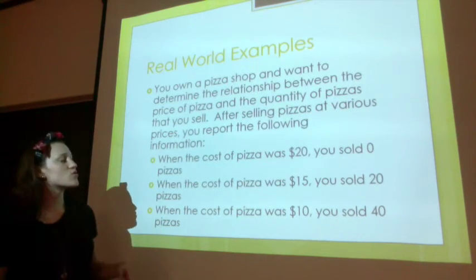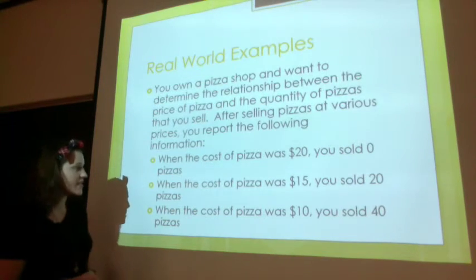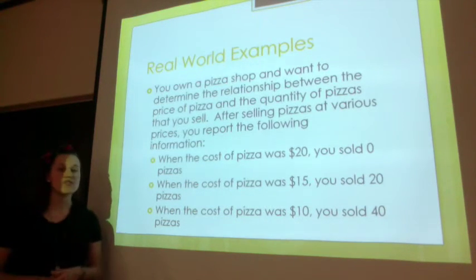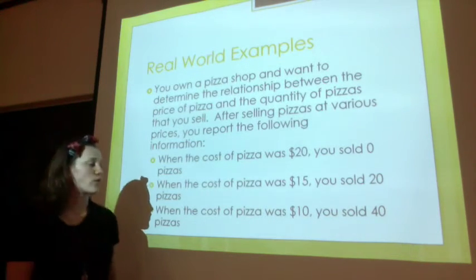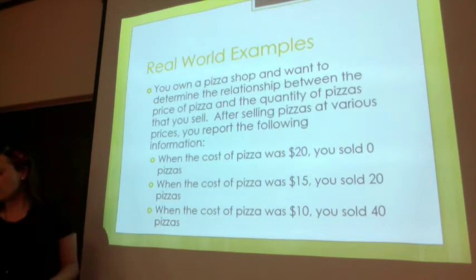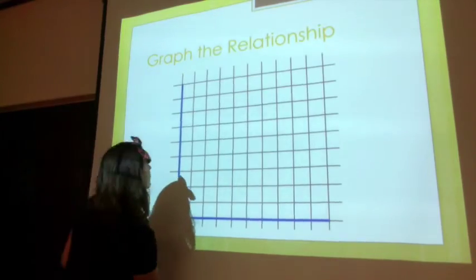When the cost of pizza is $20, you sell 0 pizzas. When the cost of pizza is $15, you sell 20 pizzas. And when the cost of pizza is $10, you sell 40 pizzas. So we're going to graph this line.